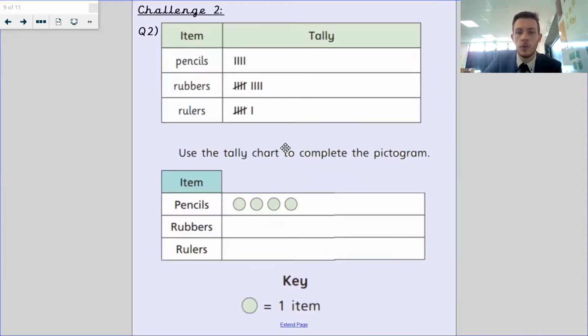Challenge 2. We've got a tally chart here. And your tally chart shows how many pencils, how many rubbers, and how many rulers I have in my classroom. I need you to complete the pictogram using the tally chart to help you. So your key here is a green spot. And that's how you're going to count how many there are of each of these items.